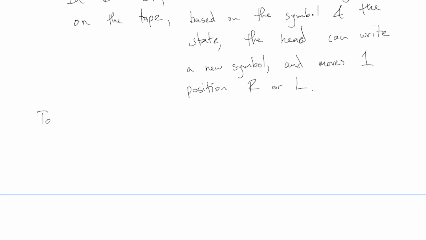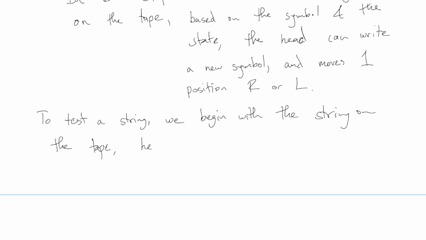So to test a string and see if it's accepted or rejected, we begin with the string on the tape, and the head pointed at its first letter. So if you want to know, is ABA accepted, you put ABA on the tape surrounded by blanks forever in either direction. The head points at the first letter, which would be A in that example. And then you do the steps according to the diagram, which we're about to do an example of.